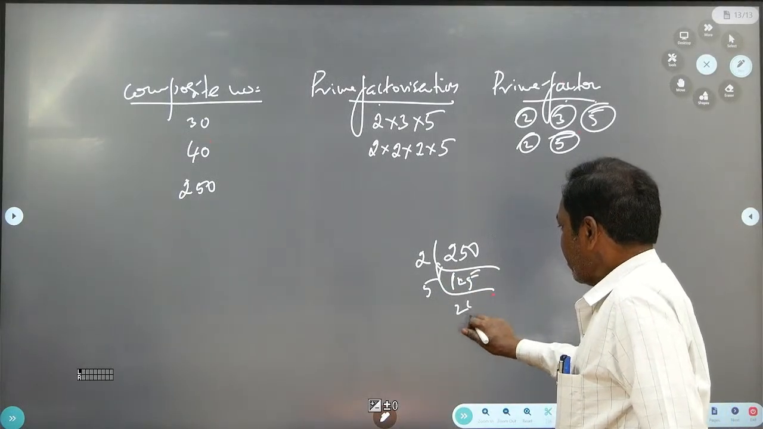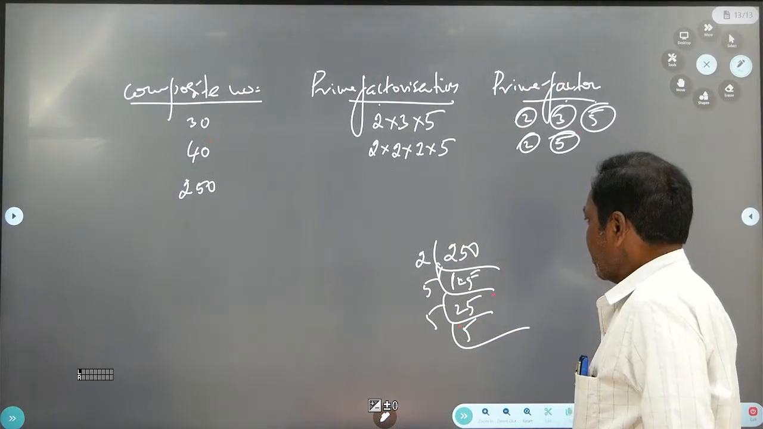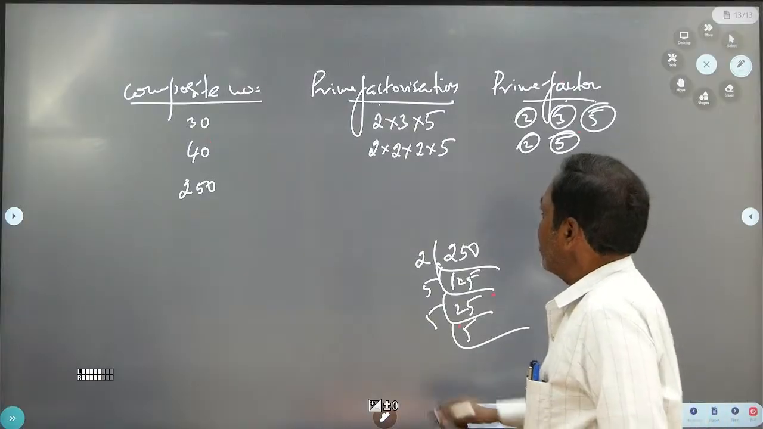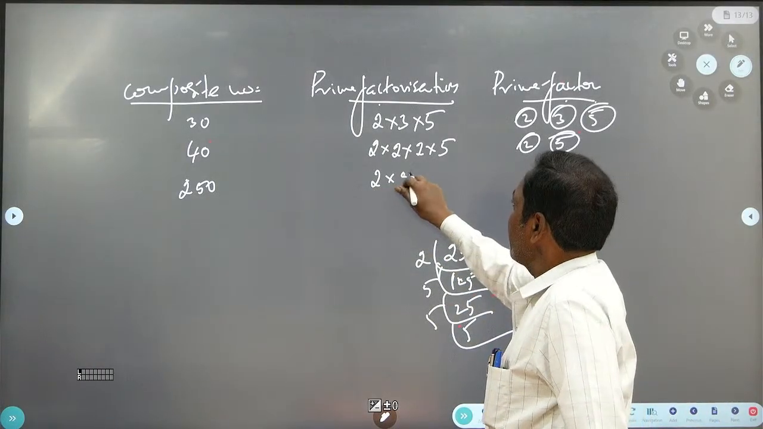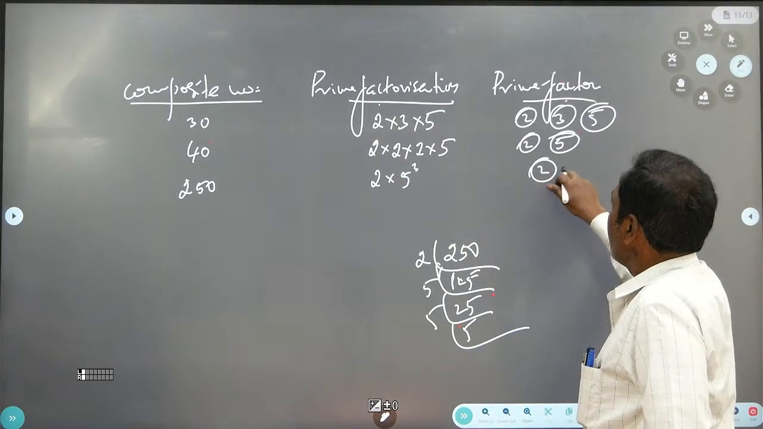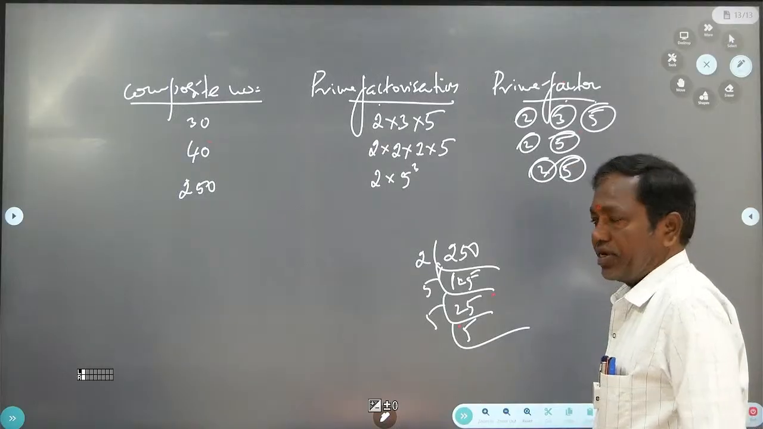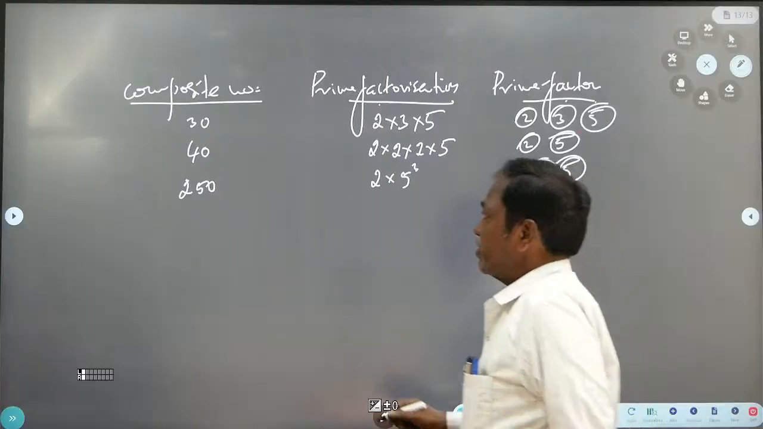5 2s are 10, right, okay, 5 5s are... Yes, now we can see 5 cube, or 2 into 5 cube, 2 into 5 cube, or here 2 and we take 5. It's like that. Yes, next.